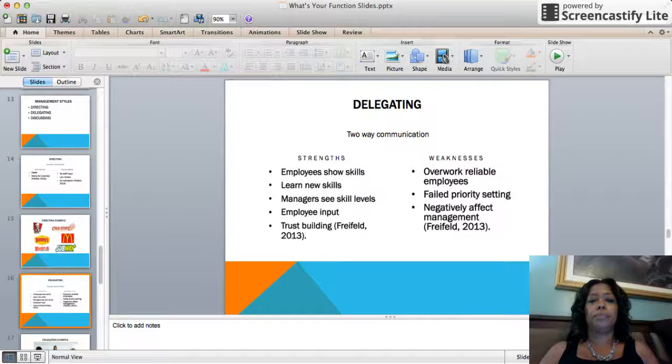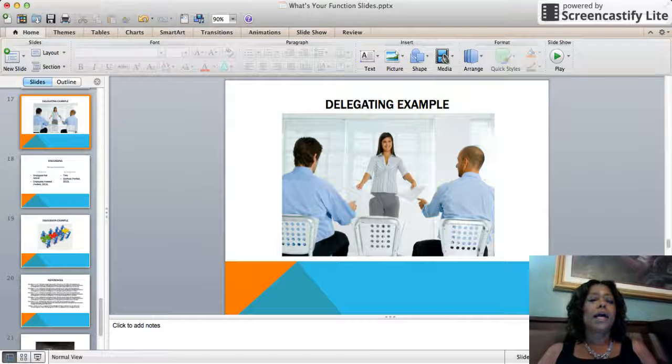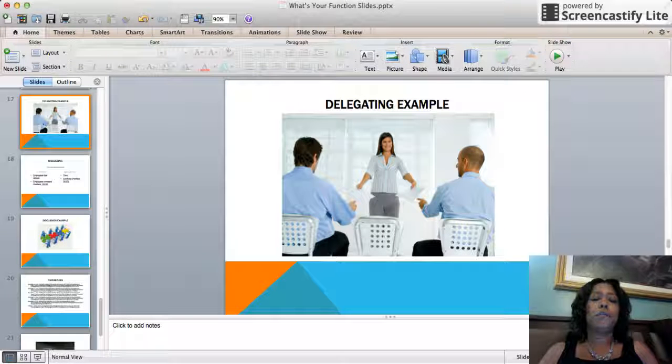An example of delegating is you have a big report due, and you break it down into two functions. Maybe you want one employee to do the organization's part and the forecast for the future part of the report, and then you would delegate the budget part of the report to someone else, and then they would get that done and give it back to their manager.